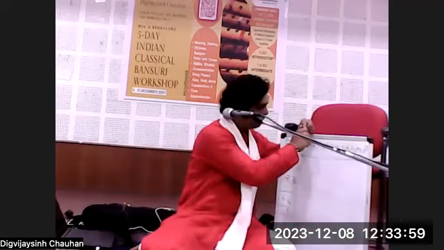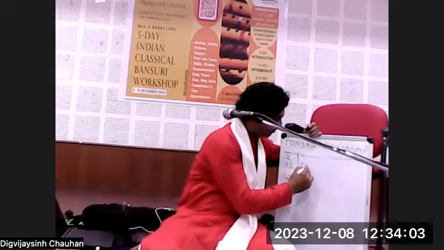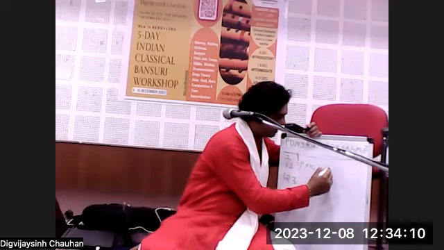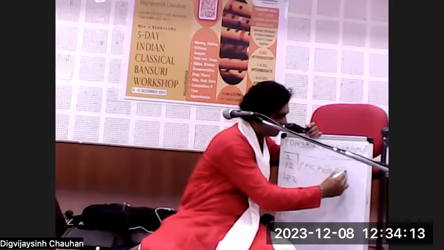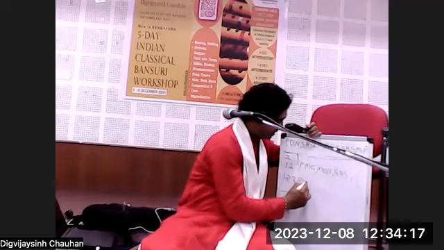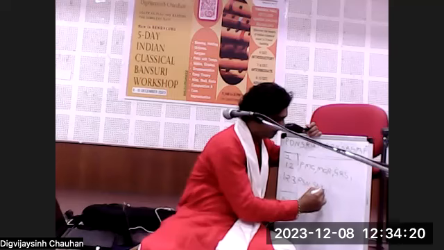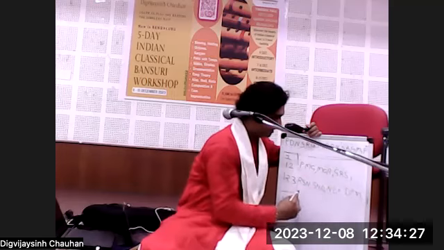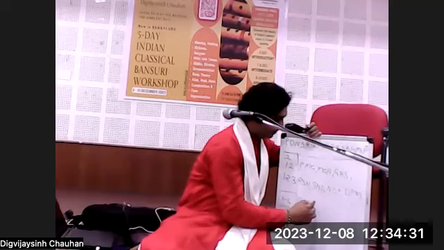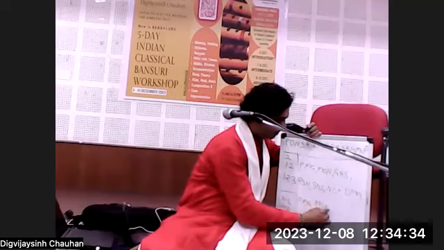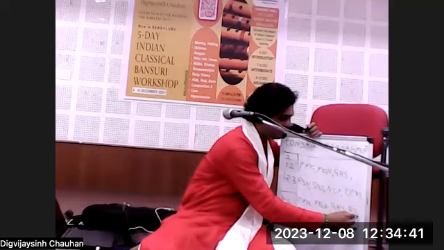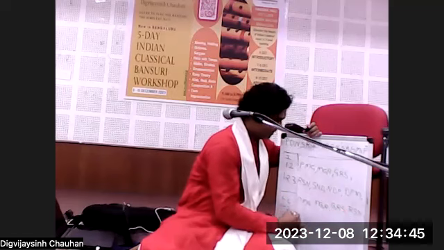Okay. Now coming to the descending. So what will be the phrases for descending? Pa, ma, ga, then ma, ga, re, then ga, re, sa, re, sa, ni, ga, ni, ga, pa, dha, pa, ma, ga, re, ga, re, sa, ni, ga.